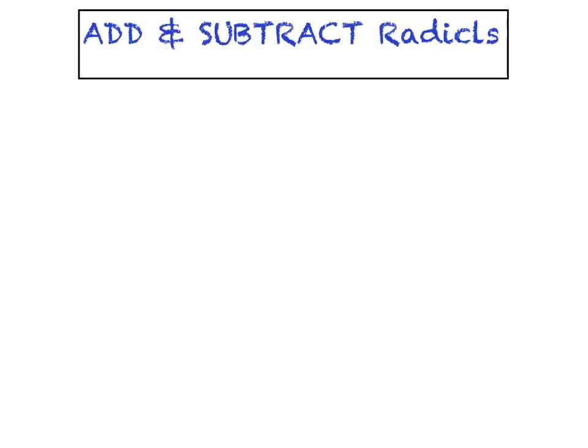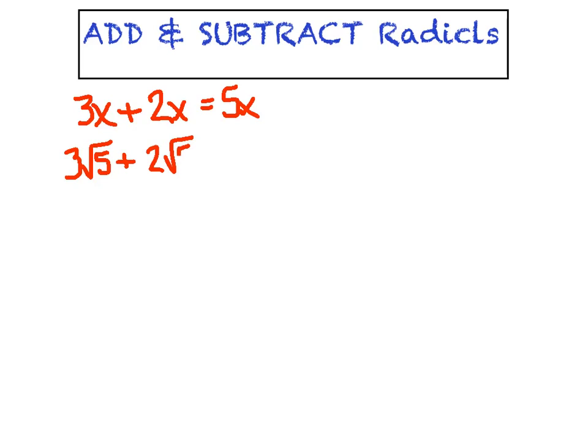Well, now that we've just refreshed our memory on simplifying radicals, we want to graduate to adding and subtracting radicals, and it's a very friendly topic. I think you're going to feel really comfortable if you feel comfortable with saying that 3x plus 2x is 5x. Then you're going to totally feel comfortable with adding and subtracting radicals, because we could simply say something like 3 radical 5 plus 2 radical 5 is 5 radical 5.